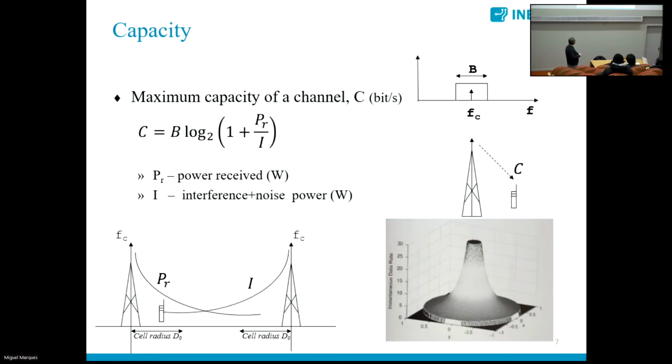These two rules combined, that is, the capacity that has this relationship with the power received, and the power received that has a certain relationship that we have seen, decreasing inversely proportional to the square of distance, makes that capacity decrease very fast. So we may have very high capacities near the base station, but then this capacity tends to decrease.